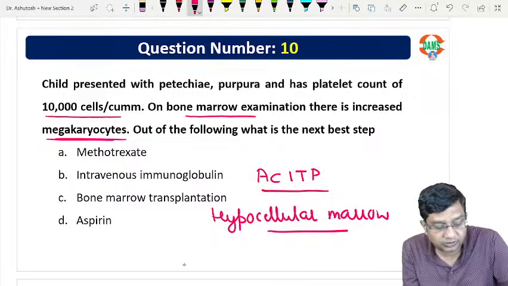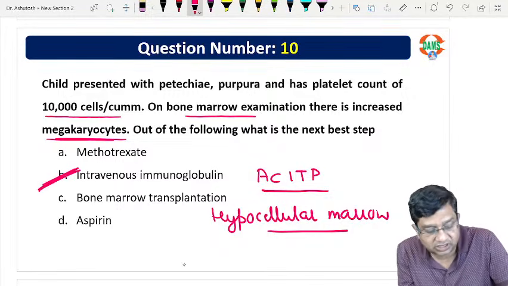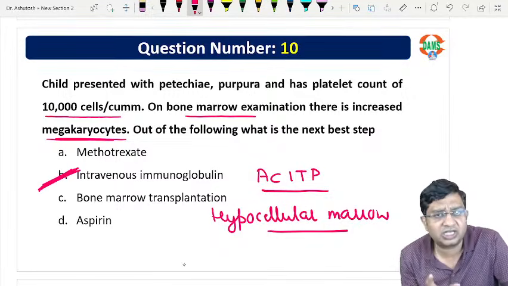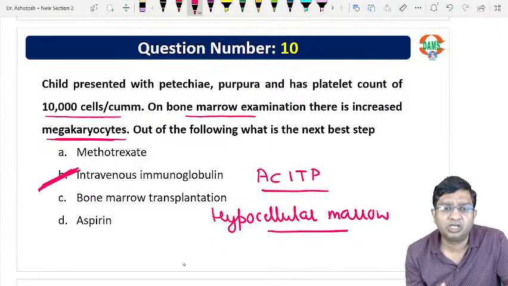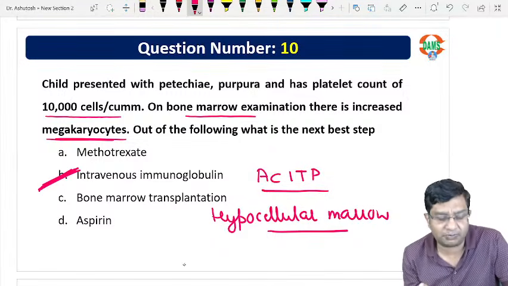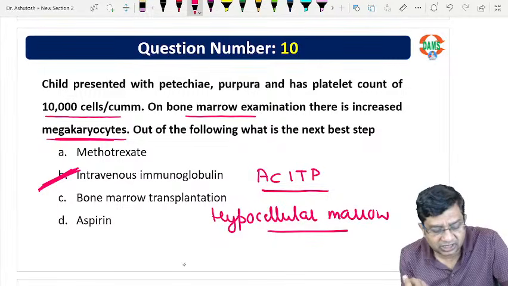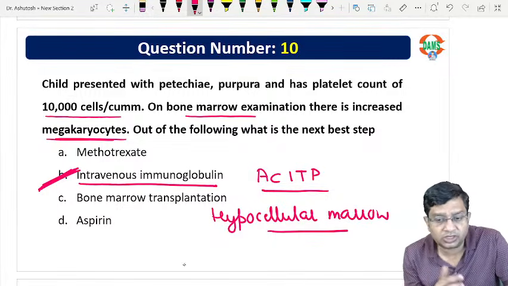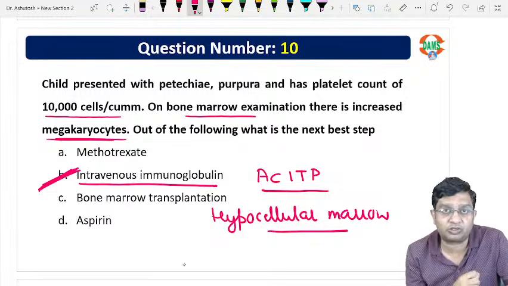Basically, out of this, the answer is IVIG. Ideally, the ideal answer is parents have to be reassured. If that is particularly not there, steroids can be given, but still IVIG can be given, although it is never always given in all cases of acute ITP.